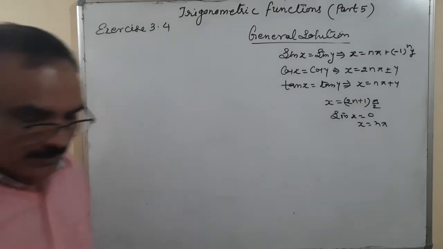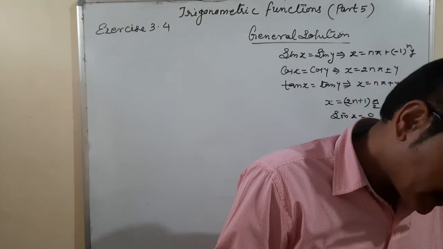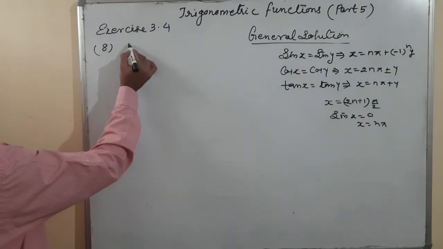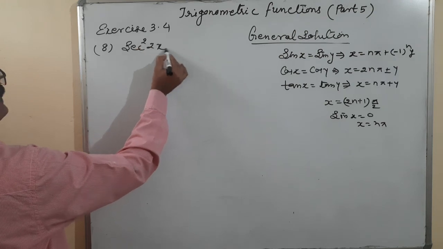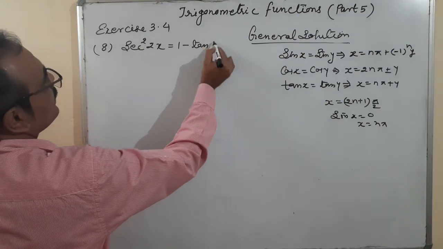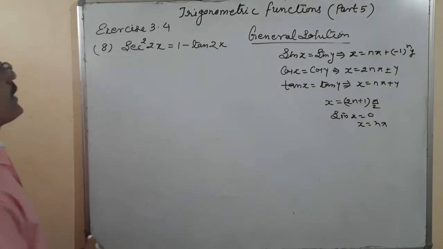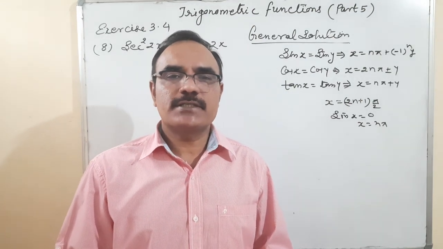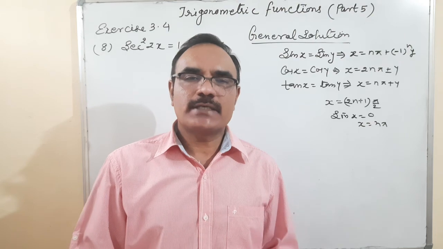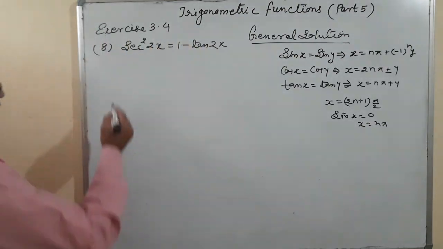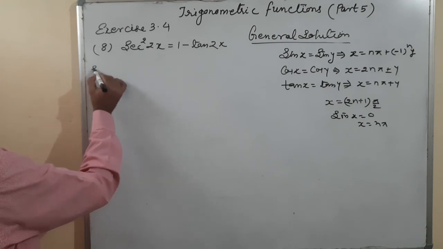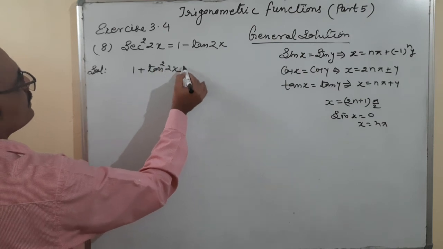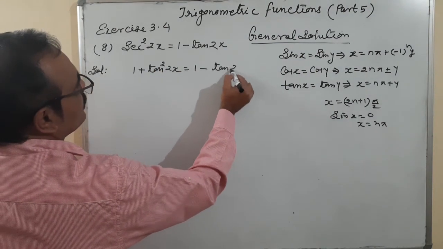One more question to be discussed of the same exercise, that is sec square 2x is equal to 1 minus tan 2x. We know that there's a relation: sec square theta is equal to 1 plus tan square theta. So sec square 2x, I can write as 1 plus tan square 2x is equal to 1 minus tan 2x.